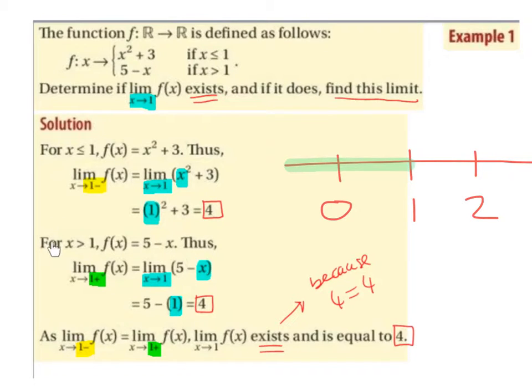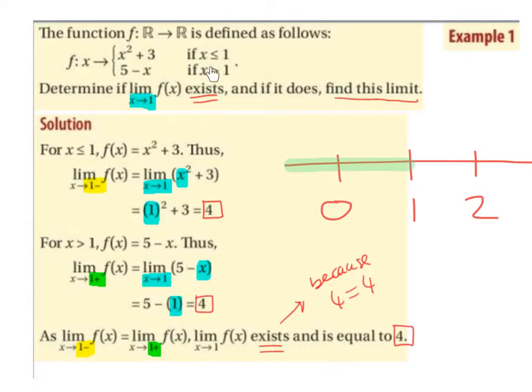Now, for x values greater than 1, f of x is equal to 5 minus x. Thus, the limit of f of x as x approaches 1 from the right is equal to the limit of 5 minus x as x approaches 1. So what we do is swap that x for 1, so we get 5 minus 1, which is 4.